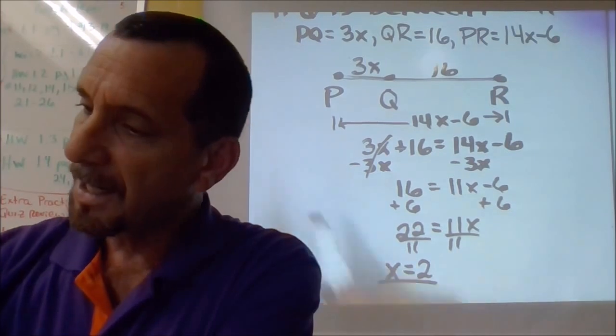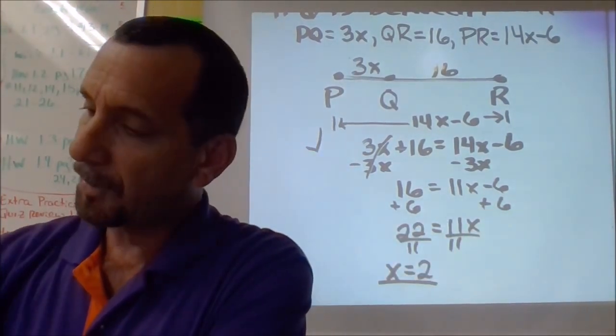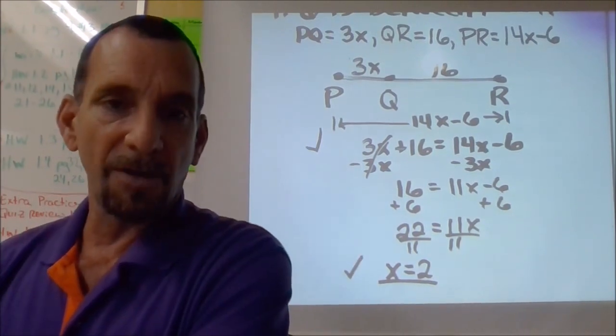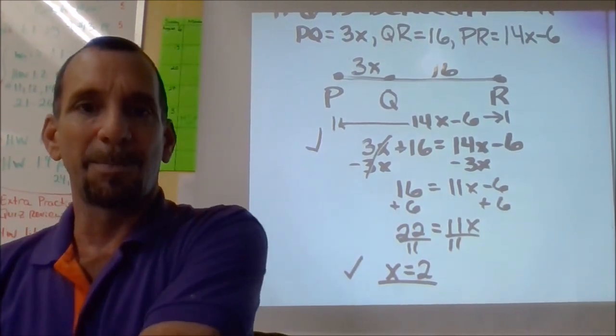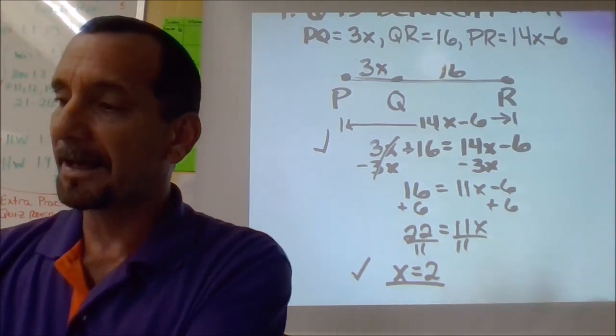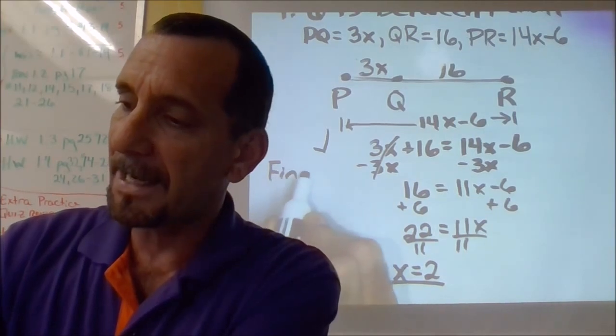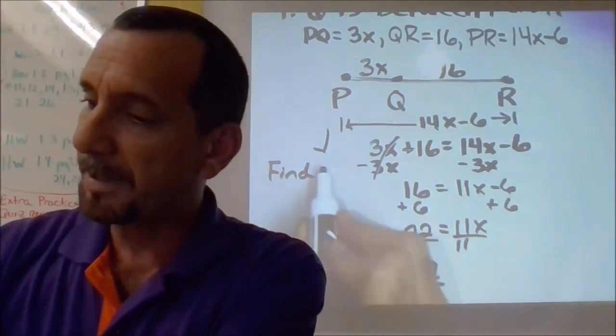On your quiz, if you got this correct, that's 1 point. If you solved for x correctly, that's another point. Now we're just looking to see what to do with that x, and in the quiz they asked us to find PR.